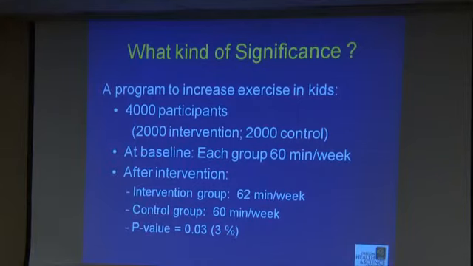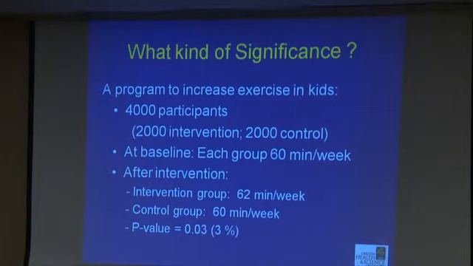We designed this program. We have 4,000 participants. So I picked that number deliberately. It's a pretty large number. And as we learned in that first example, when you sample 4,000 people, you're not as likely to just get some chance findings. So we have 2,000 kids in the intervention group, who are going to receive this program, and we have 2,000 kids in the control or comparison group. Before we start the intervention, at baseline, each of these groups is getting 60 minutes of exercise a week.